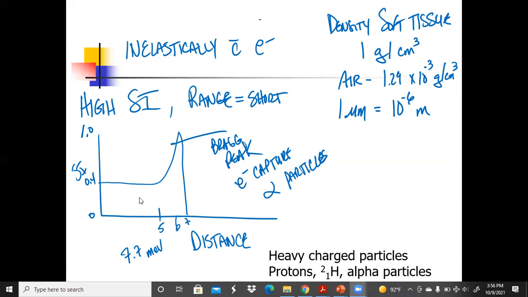This is the type of graph that we would expect to see for these interactions. You can see here these are for heavily charged particles, those are protons, H2, and you can also see alpha particles. This is the kind of thing that we see. Bragg peaks, again, are things that we also see in proton therapy.